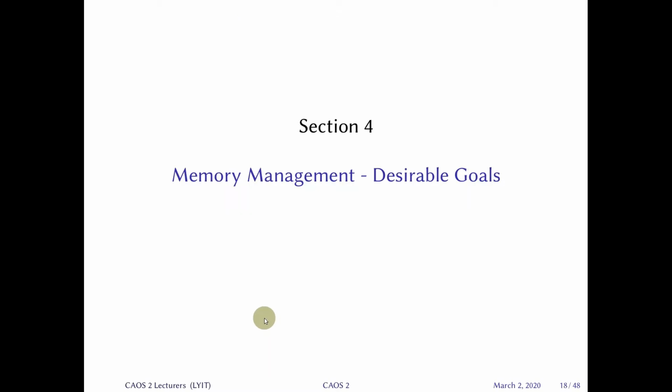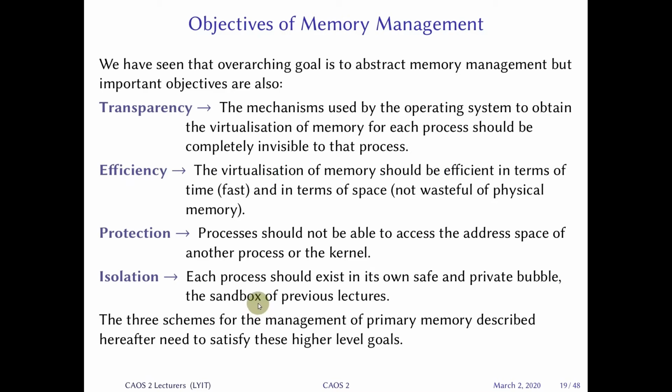Okay, so the next section deals with memory management desirable goals. Obviously what we're looking for is memory management which first of all is safe. In order to do that, one of the principles we have is that processes should not be able to access the address space of another process or the kernel. And as a consequence of this idea of protection, we have another principle, which is the principle of isolation. This goes back to the theme we've expressed at the beginning of nearly every lecture so far, which is that every process exists in its own safe private bubble.